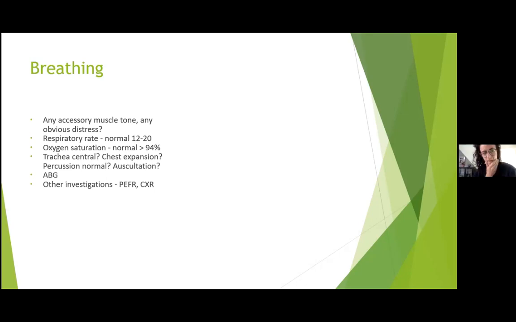And then absolute main breathing. What is an absolute main breathing thing that people want to rule out that could kill someone if you don't do anything about it? Anyone know? So it'd be a tension pneumothorax.